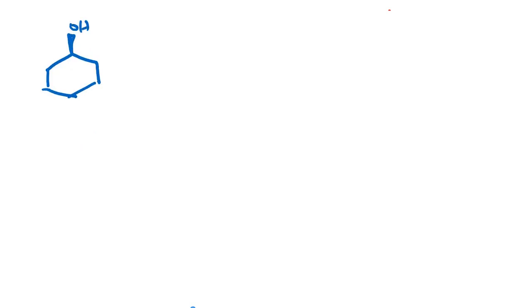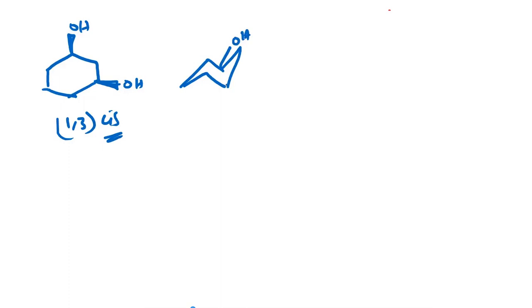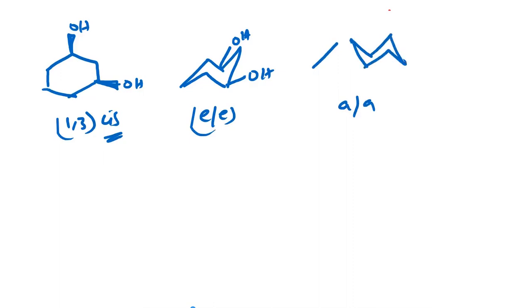Okay, here we have OH and here we have OH, that is 1,3 cis substituted cyclohexane, right? And the question is, which is the most stable chair conformation? Okay, right here, the two hydroxy groups must be equatorial or axial. Now just try to draw the next conformation or isomer of it.